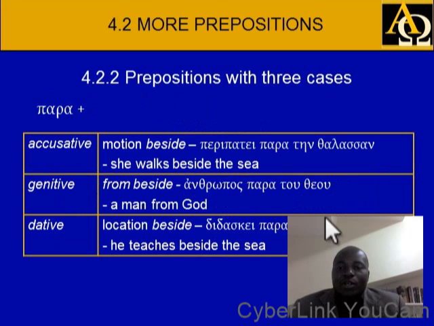Para, for example, depending on whether it is followed by a genitive or accusative or dative, it takes a different meaning. So para plus accusative is beside. So peripatei para ten thalassan, she walks beside the sea. And then para plus genitive is from, beside. So anthropos para theou, a man from God. And dative, location, beside. Didaskei para, he teaches beside the sea.